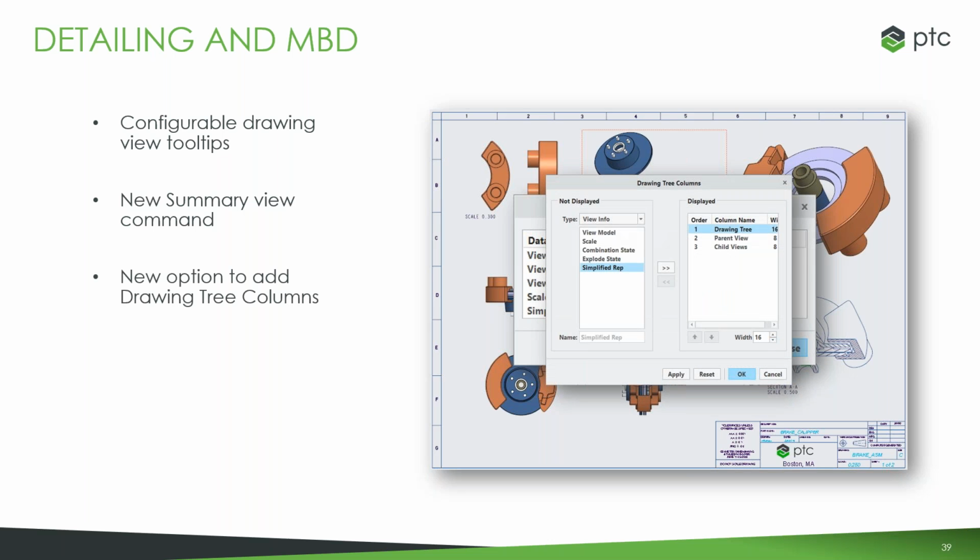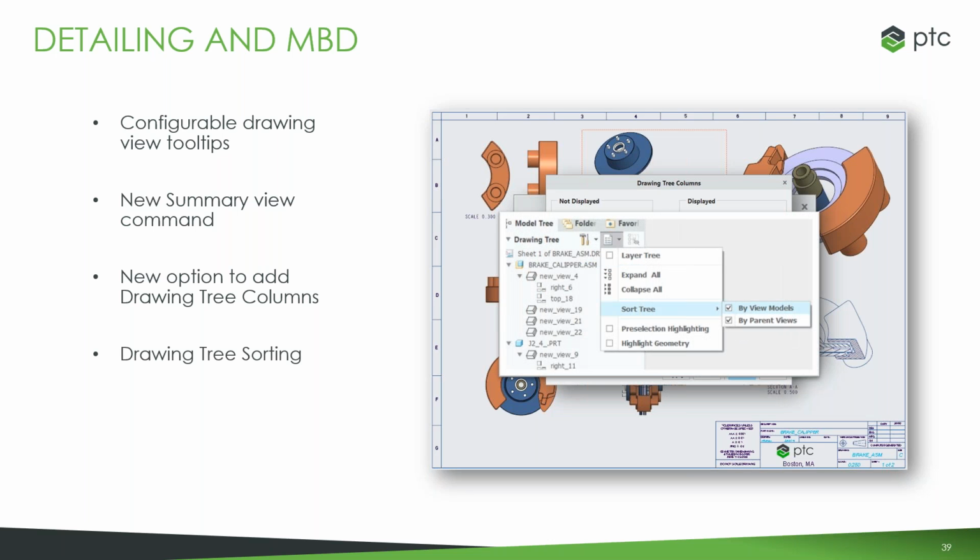Next, we have improvements around the addition of drawing tree columns. So adding those in is a new option. And around that, being able to support, or be able to sort the drawing tree by view models and parent views. So building out that drawing tree exactly how you like.